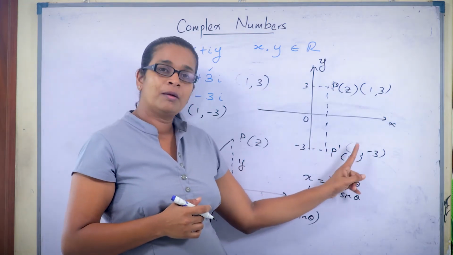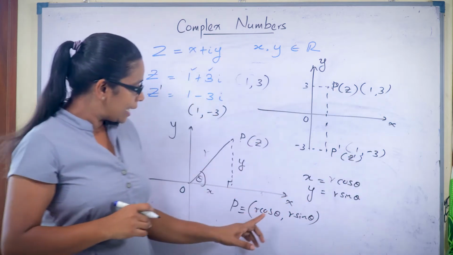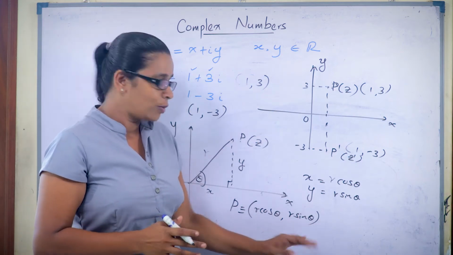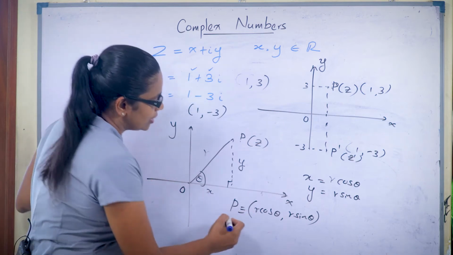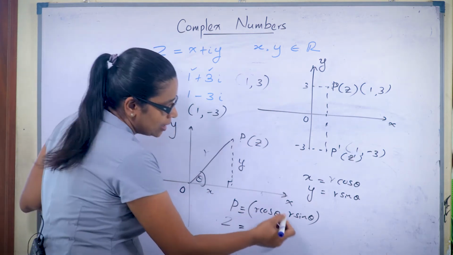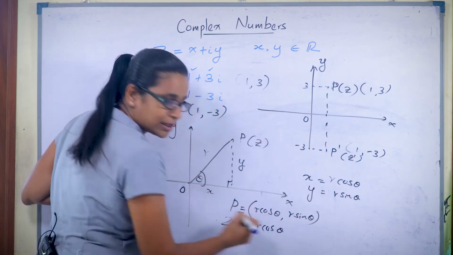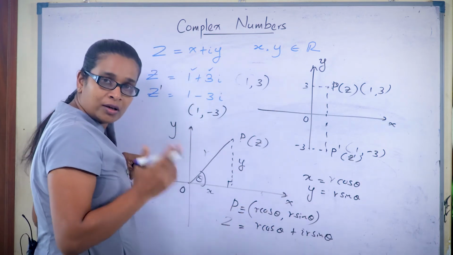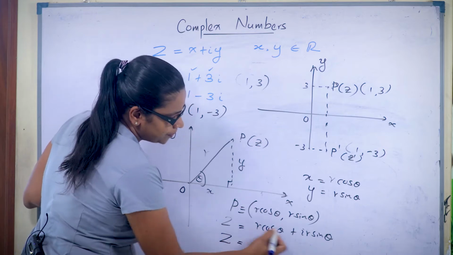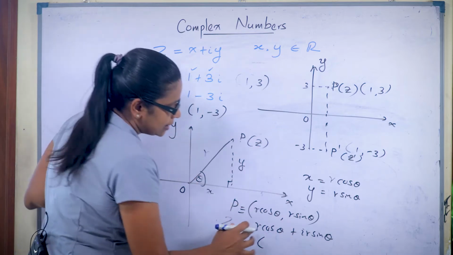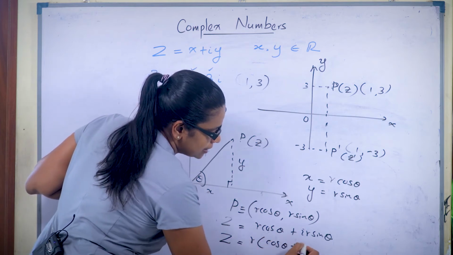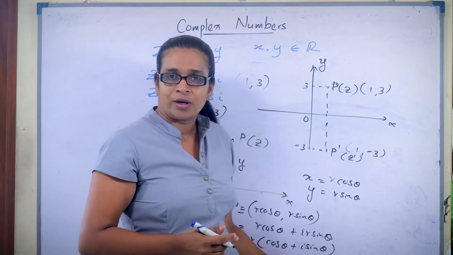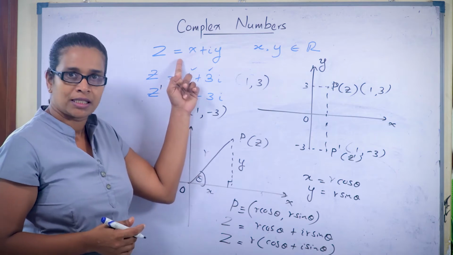It is 1 minus 3i. So if the coordinates of x and y are r cos theta and r sine theta, what should be the complex number here? That complex number you can write using the x coordinate r cos theta and the y coordinate i r sine theta. Got it? Okay. So Z equals r (cos theta plus i sine theta). So this format is known as the polar representation of a complex number.